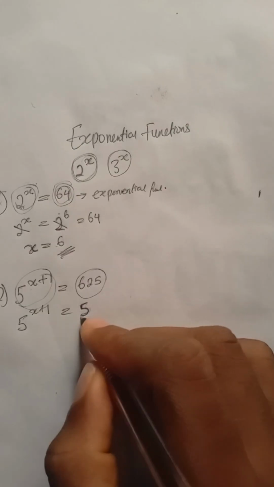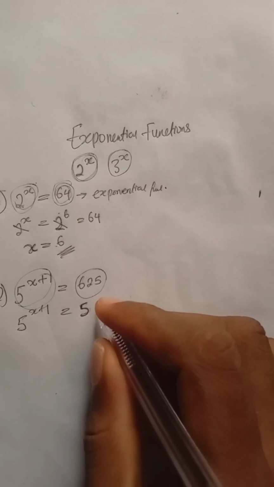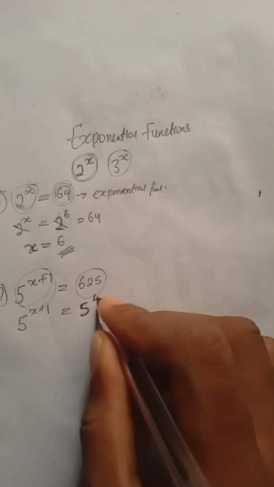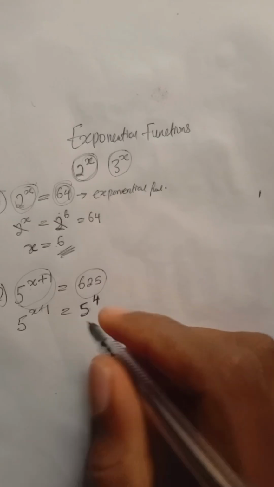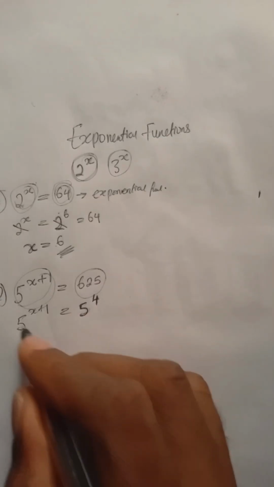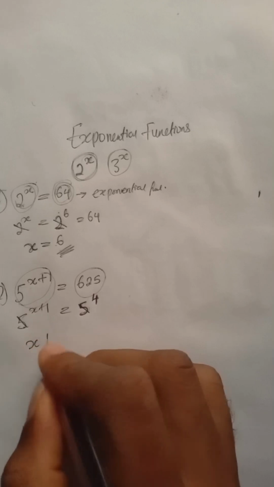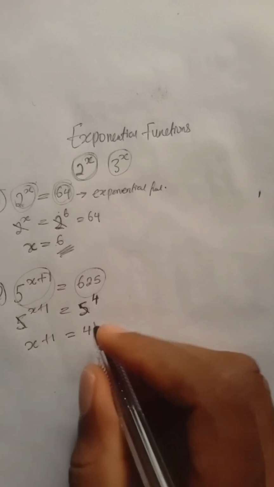So the base 5 raised to the power of what number will give us 625? That will be 5 raised to the power of 4. 5 raised to the power of 4 will give us 625. So when we have similar bases, we eliminate 5, 5. We'll be left with x plus 1 equals 4.